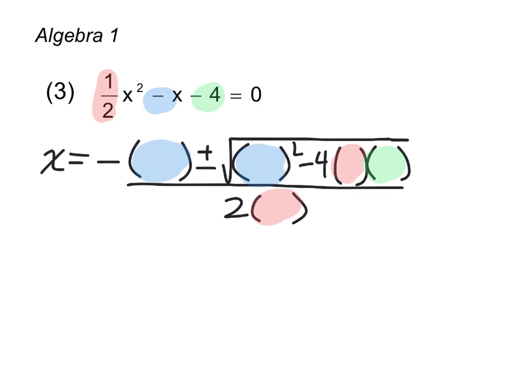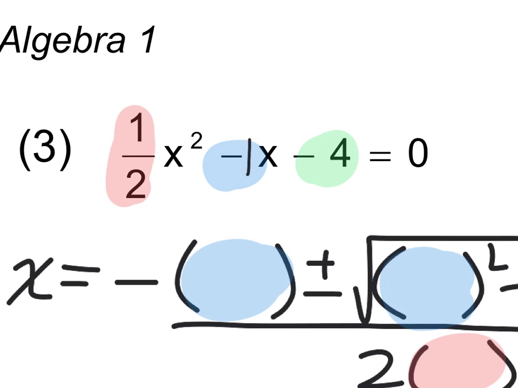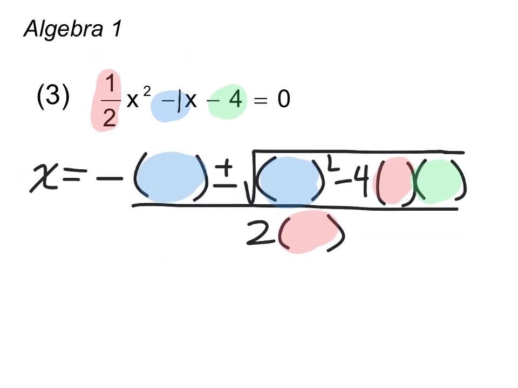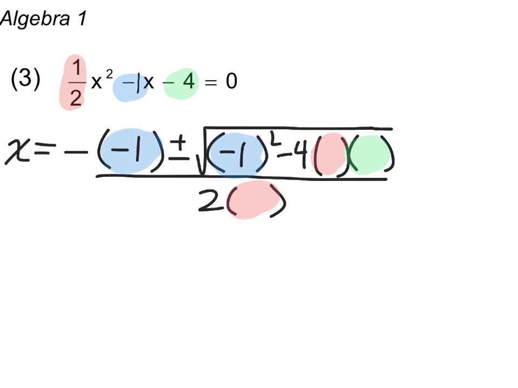So that negative x, there's an understood coefficient of 1 there. So it's really a negative 1, even though the 1's not written. So it's really saying negative 1. So negative 1, it's going to be 1, yeah. Minus 4 times 1/2 times negative 4, as soon as my pen decides it wants to work. Over 2 times 1/2. So x is going to be equal to, we got the 1, we have the plus or minus. The whole thing's going to be over 1 because 2 times 1/2 is equal to 1.